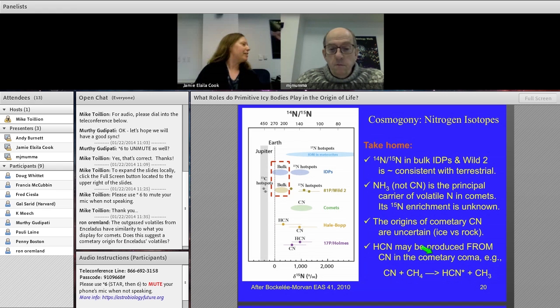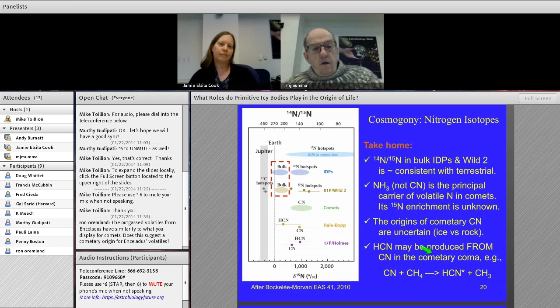And a question just got typed in on the chat window there as well. Okay, so we have, is it Ron? Yeah. Outgassed volatiles from Enceladus have similarity to what you display for comets. Does this suggest a cometary origin for Enceladus volatiles? That, I think, is an interesting question, one that we've kicked around here in my group at Goddard quite a lot.